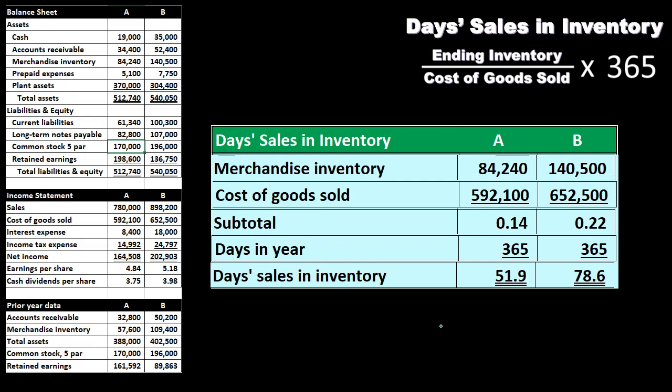Now, typically, we want to generally hold on to our inventory less, so the turnover that's going to be faster, in this case B, means that we're typically holding on to the inventory for less time, generally a good thing.